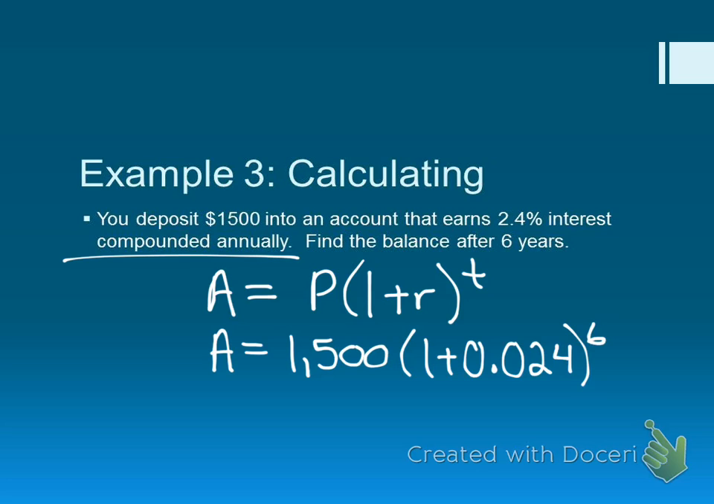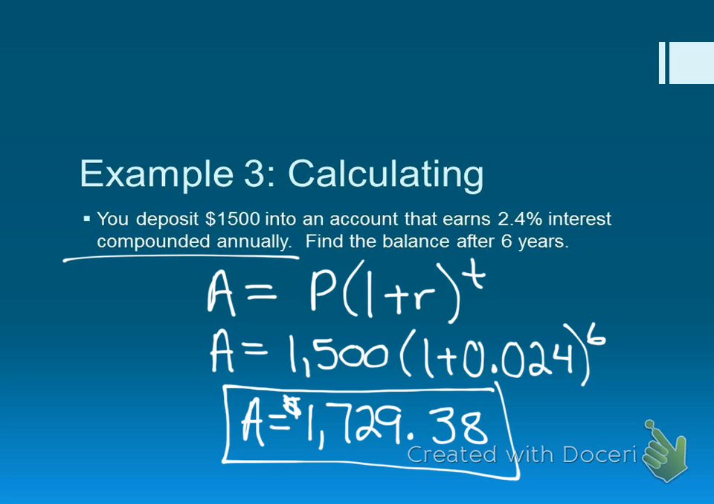Round it to the nearest penny, and what do you get? 1,729.38. Okay, and then don't forget your dollar sign, because we're talking in terms of money. And that's your answer. Okay, so calculators make this really simple. It's just a matter of plugging it in.